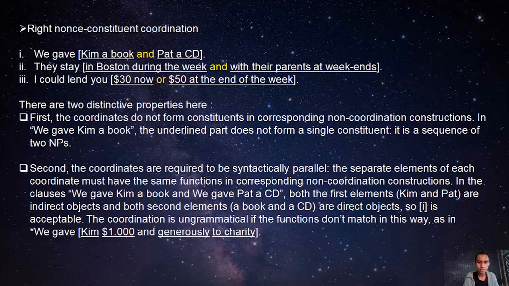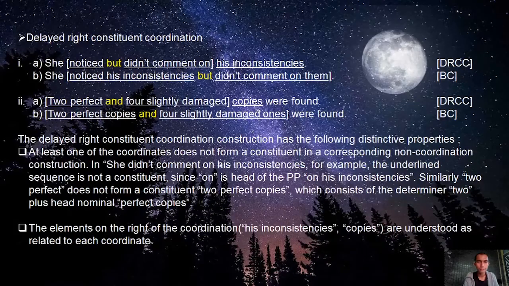Next, delayed right constituent coordination. She noticed but didn't comment on his inconsistencies. It is the example of delayed right constituent coordination. In 1b, she noticed his inconsistencies but didn't comment on them. It is the example of basic coordination.